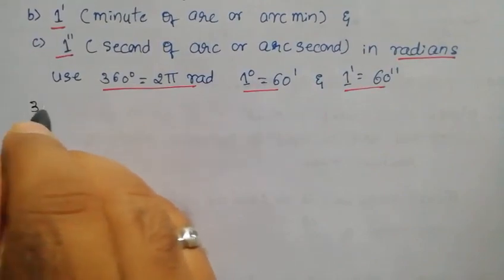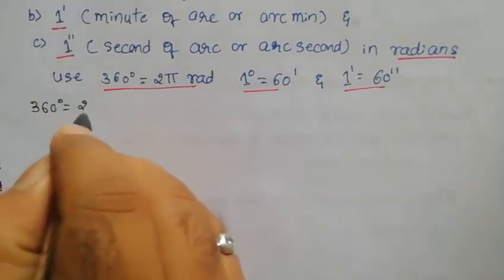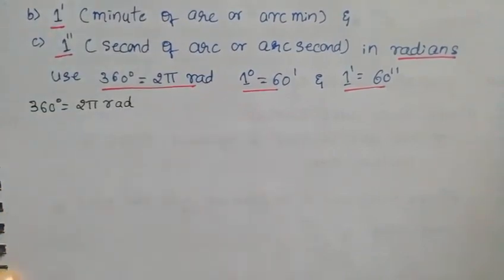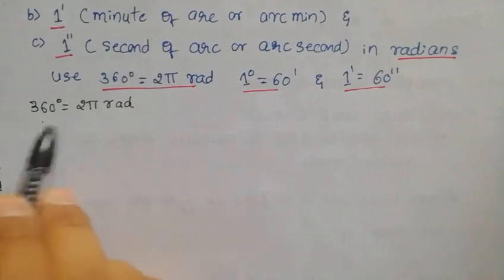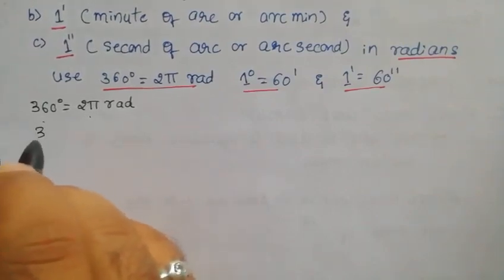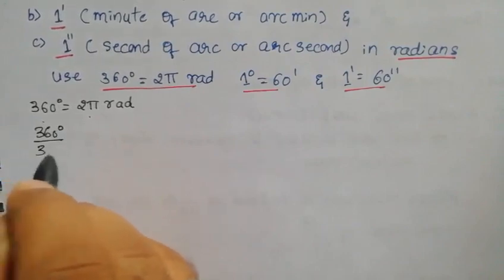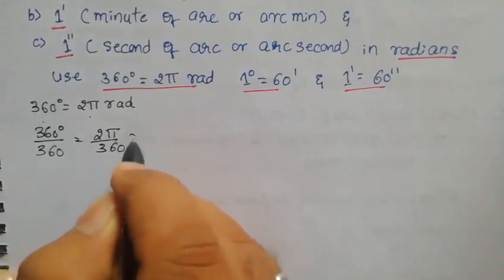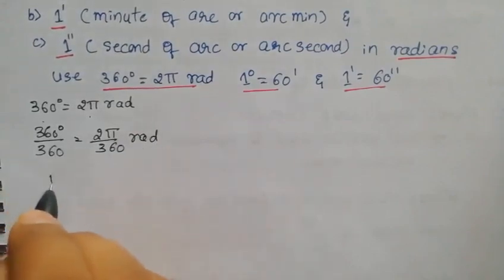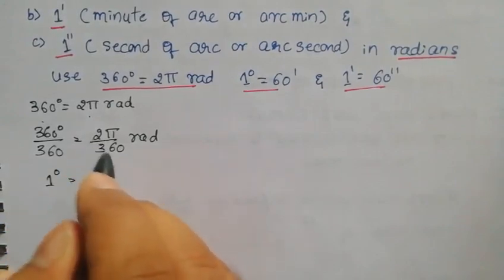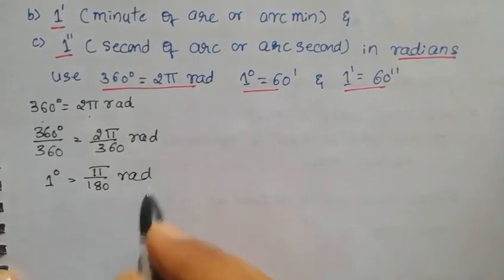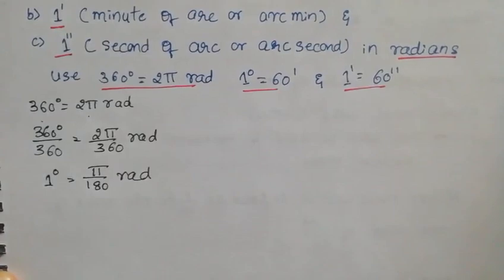As it is already given to us, 360 degree equals 2 pi radian. Now we want 1 degree. So can we simply divide both sides by 360? Dividing, 360 degree divided by 360 equals 2 pi by 360 radian. Now it has become 1 degree. 1 degree equals 2 by 360, which is 180, so it becomes pi by 180 radian. So 1 degree equals how much, students? Pi by 180 radian.